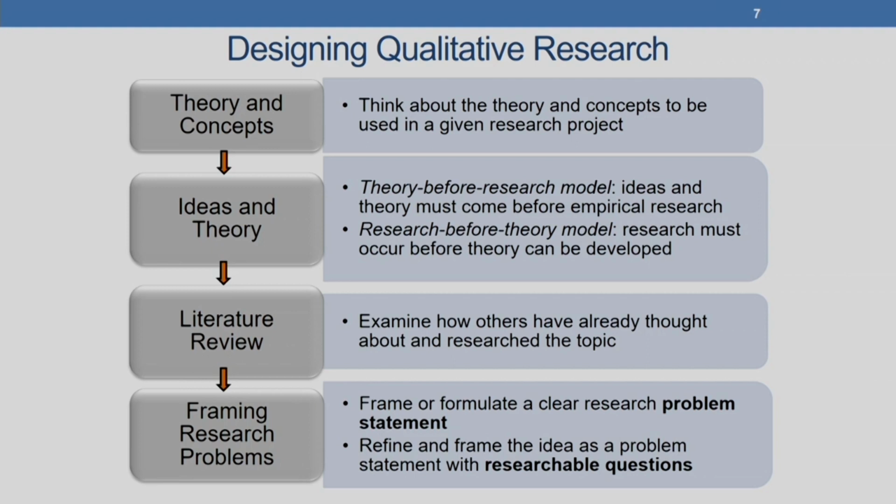So, therefore, you begin with an idea, but how is the idea related to theory? And there are some who argue that ideas and theory must come before empirical research, which has been called theory before research, and this orientation and some others have suggested that research should come before theory. So, what are the steps in designing qualitative research? Ideally, we begin with theories and concepts. You think about the theory and concepts to be used in a given research project, and then you think about ideas and theory. As I just said, there is a contradiction in terms of whether theory should precede a research model or research should precede theoretical model.